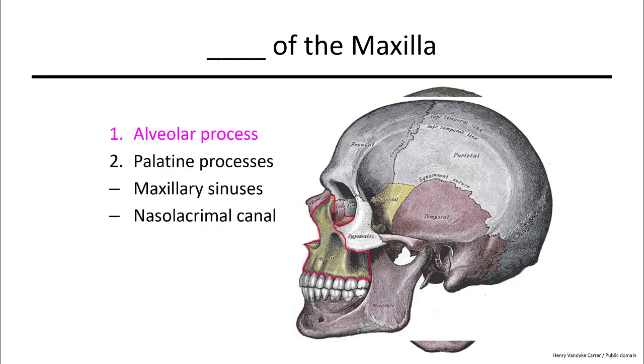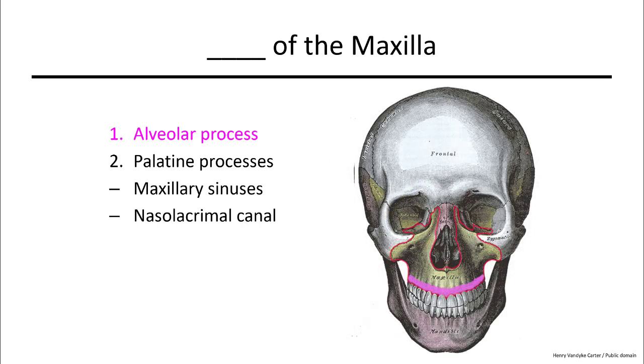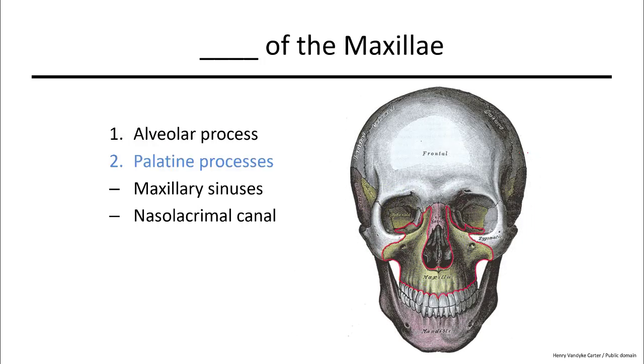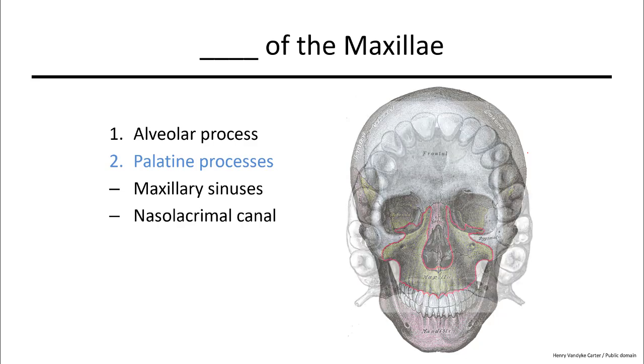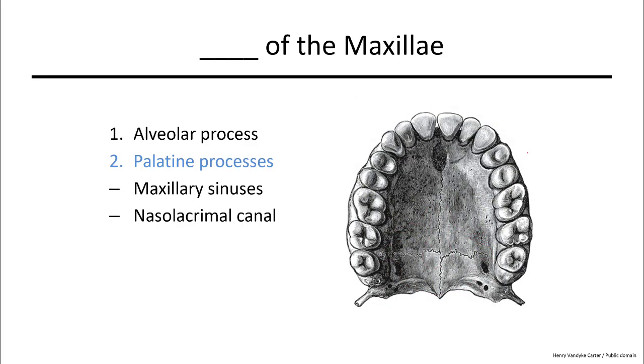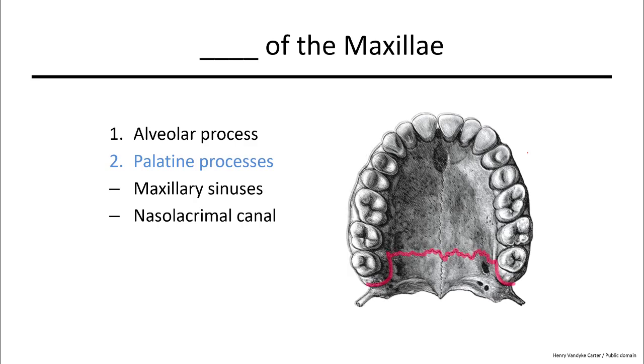The maxilla is outlined here in red and shown in yellow. We have the alveolar process, highlighted in pink. Then there is the palatine process. Now we're going to have to look inside the mouth at the roof of the mouth. The palatine process is the anterior portion. There's actually two bones represented here. This line represents the division between the maxilla and the palatine bone behind it.